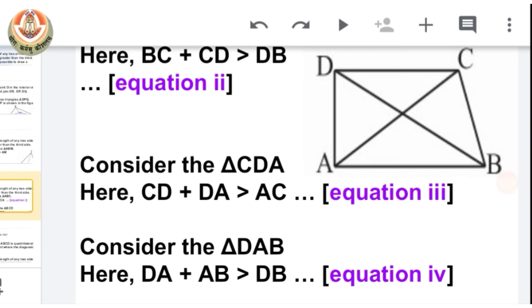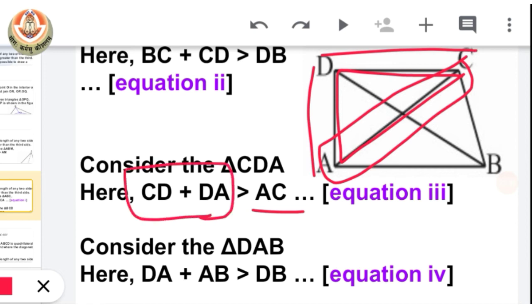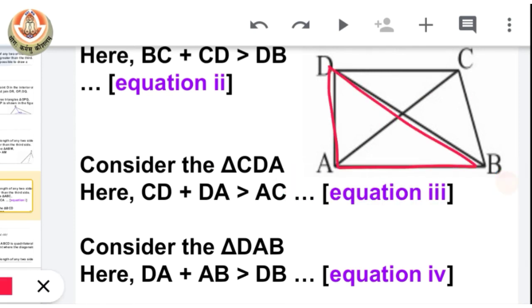Okay. Now we will take the third triangle which is CDA. Again, we want the diagonal on the one side. So the sum of DA and DC gives greater than AC. Similarly for the fourth triangle which is DAB. Again we want this DB diagonal on the one side. So the sum of DA plus AB gives a sum more than DB. Okay. Now we have 4 equations. What we have to do? We have to add them.